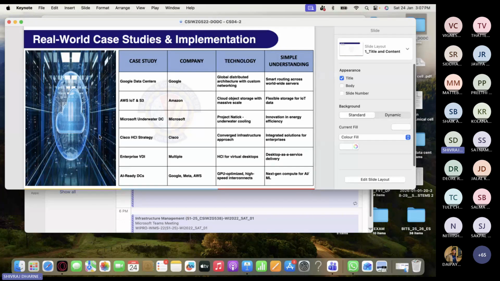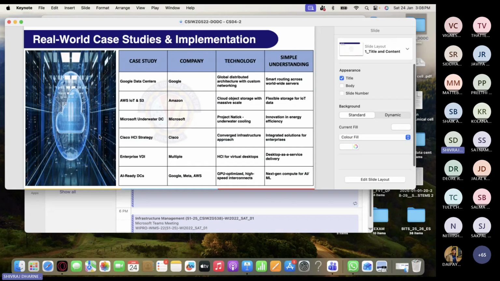VDI is virtual desktop infrastructure. It is a technology where desktop operating systems run on a centralized server, in the data centers or on the clouds also. Basically, instead of running Windows or Linux on the local PC, the desktop runs as a virtual machine on a server. That is called VDI. Is it clear? I will repeat. What is enterprise VDI?